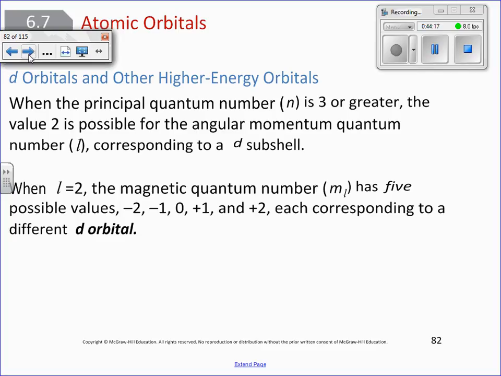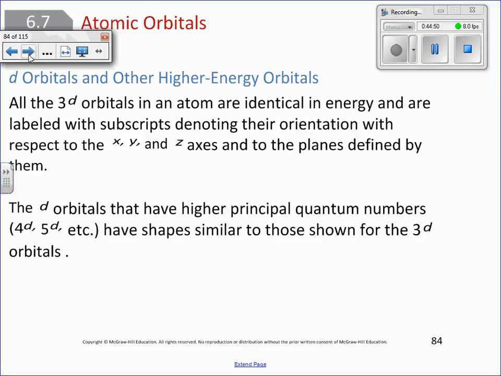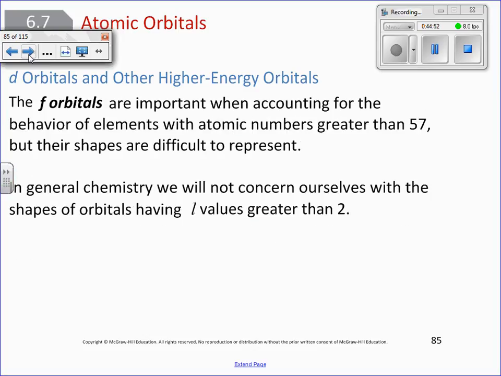And you can do all the calculations. I don't know if they show you what d's look like. There's what the 5 d's look like, and one of them looks like a dumbbell surrounding a donut. But those are the probabilities of where you're going to find an electron. So f orbitals, we're not going to do that.